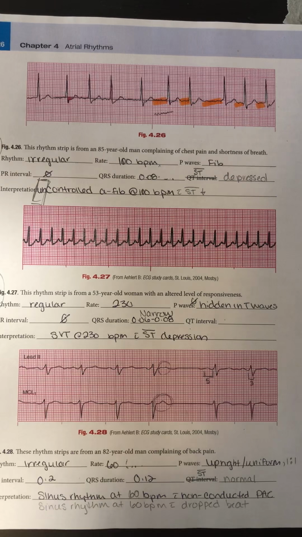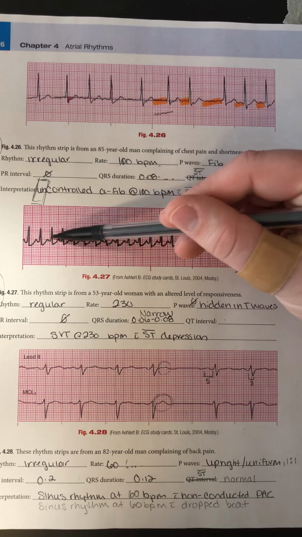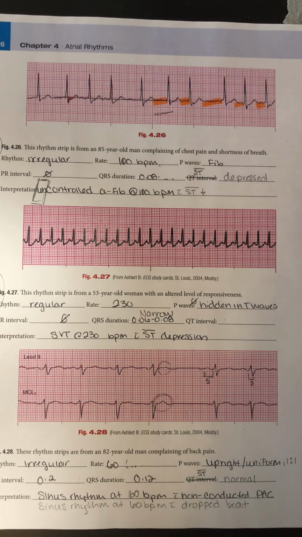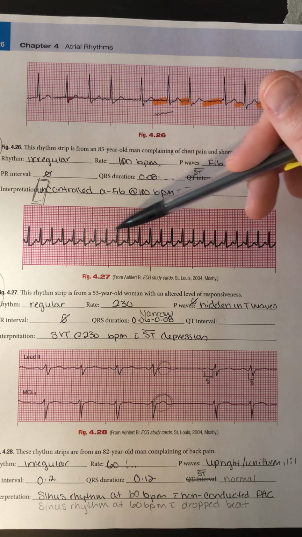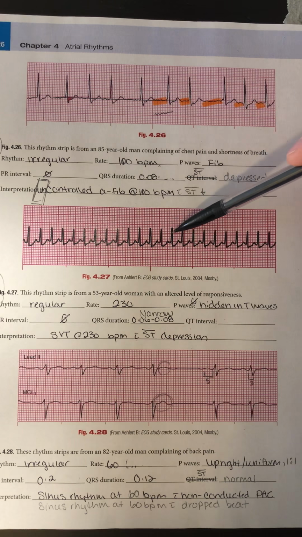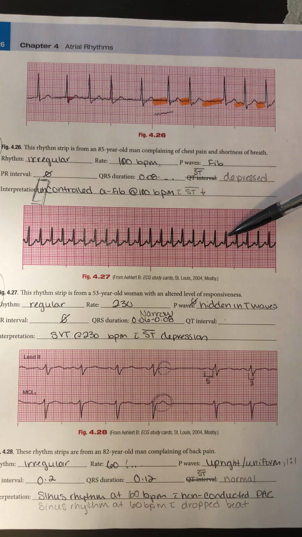Looking at figure 4.27, or number 43, right off the bat I want to look at: is this regular or irregular? If it was irregular, I would have to consider atrial fibrillation for this rhythm, but this rhythm is pretty regular. Next, I'm going to look at my rate. 1, 2, 3, 4, 5, 6, 7, 8, 9, 10, 11, 12, 13, 14, 15, 16, 17, 18, 19, 20, 21, 22, 23. Times 10 gives me a rate of 230 beats per minute.